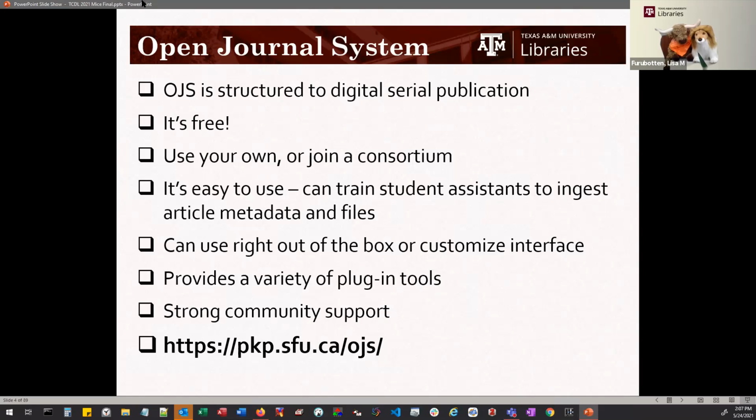So it's free. Again, it's easy to use. We've trained the whole cataloging department using this serial. We've trained quite a few people in the cataloging department to ingest article metadata and PDF files. You can use it right out of the box, or you can customize. There's all kinds of fun plugin tools, and there's strong community support. So this is the URL for the OJS site. We also got a lot of help from our friends at the Texas Digital Library, and we want to give a shout out to Nick. Next slide, please.